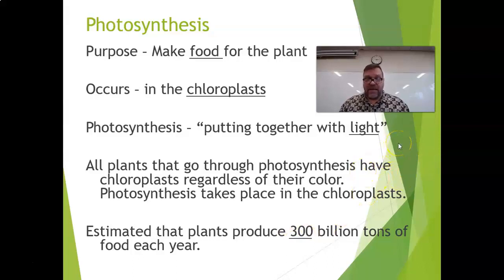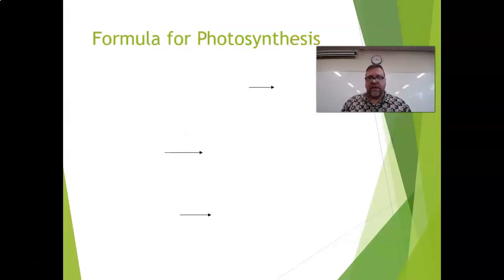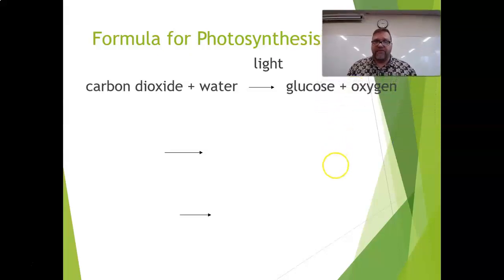That's the way God designed it. And he did a great job doing that. 300 billion tons of food each year in photosynthesis. Here's the equation. You're going to have to know this. You're going to have to know the equation for photosynthesis. All three, first one is in words. Second one's going to be chemical formula, and the third one's going to be balanced chemical formula.